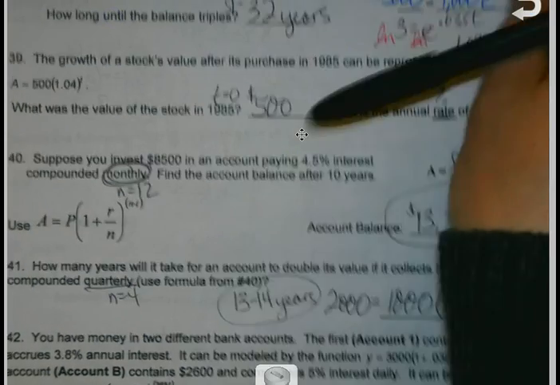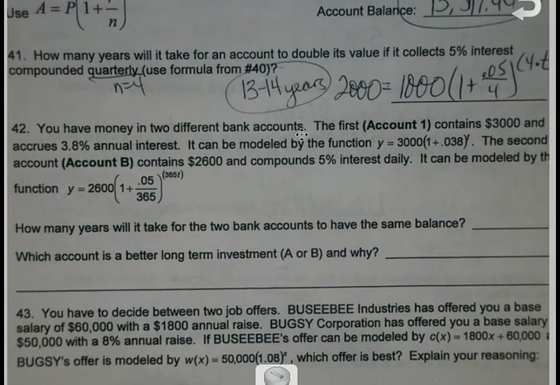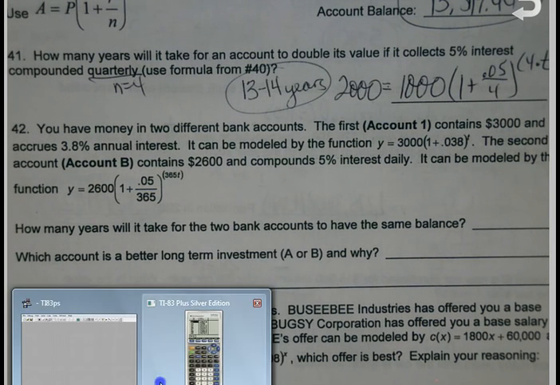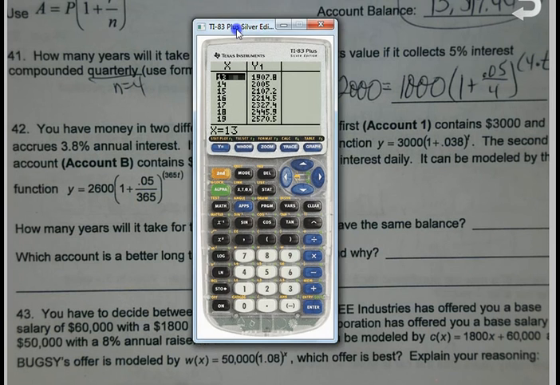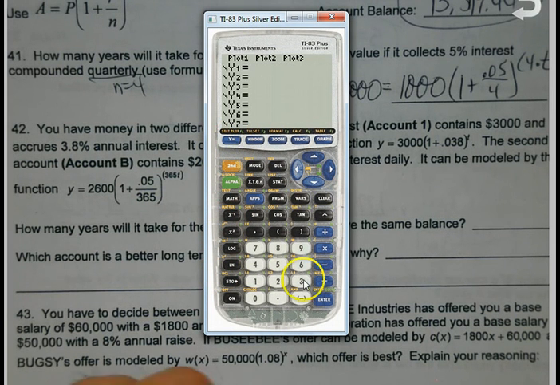All right, application time. Oh, application. All right, money in two different accounts. They tell us the amount, they tell us the interest. They give us expressions for both. How many years will it take for the two accounts to have the same balance? Okay, here's what we got to fight here. And I'll get this in the middle so we can actually see how this is working.